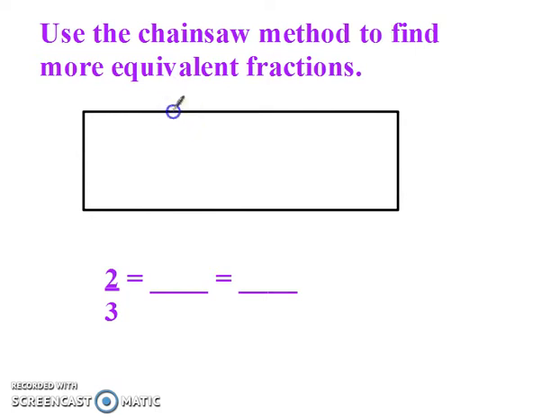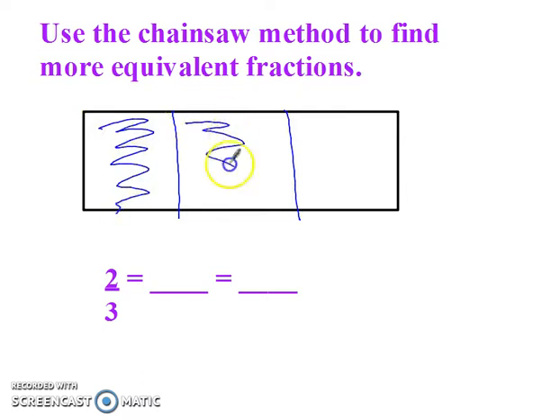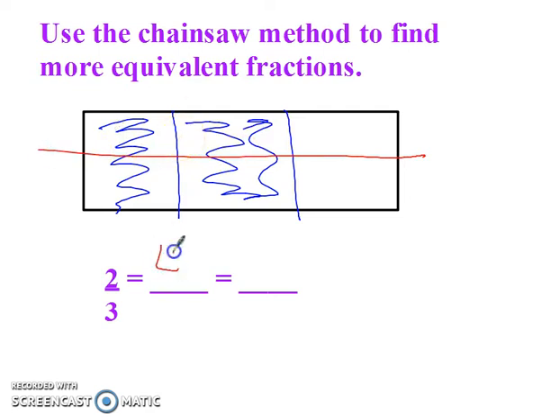One more, 2/3. Pull the chainsaw out. 1, 2, 3, 4 out of 6. One more cut. 1, 2, 3, 4, 5, 6 out of 9. And I know some people are going, hey, this top piece and this piece are not exactly equal. They're not. If I knew I was going to cut it twice, I could have come down a little bit lower and made things nice.